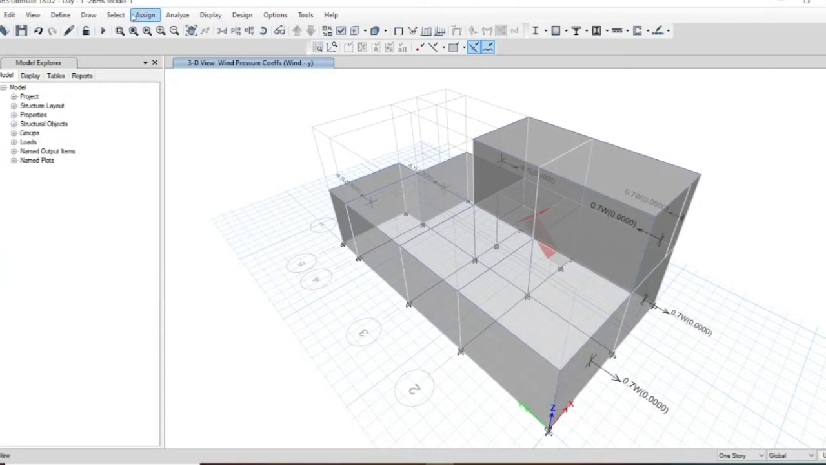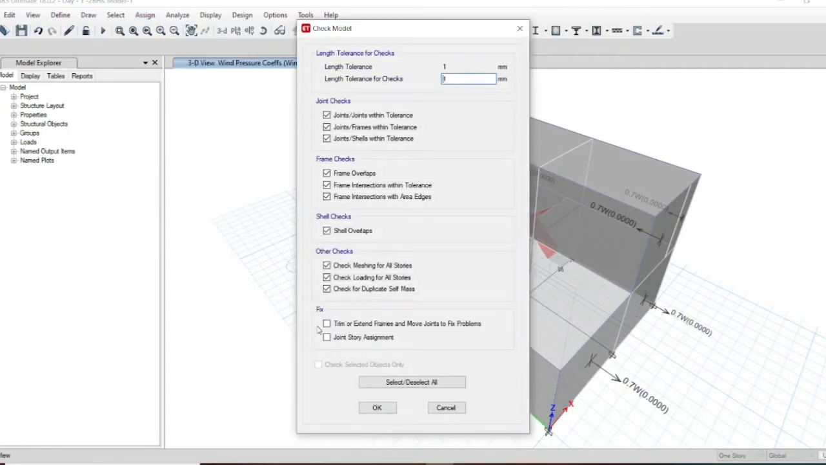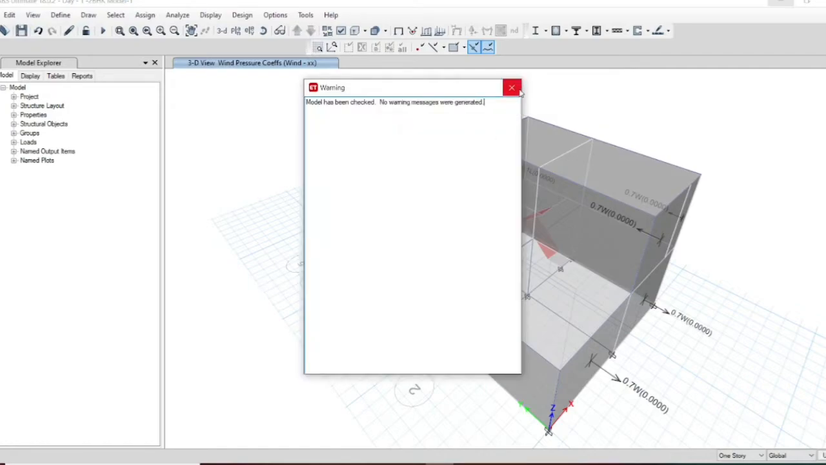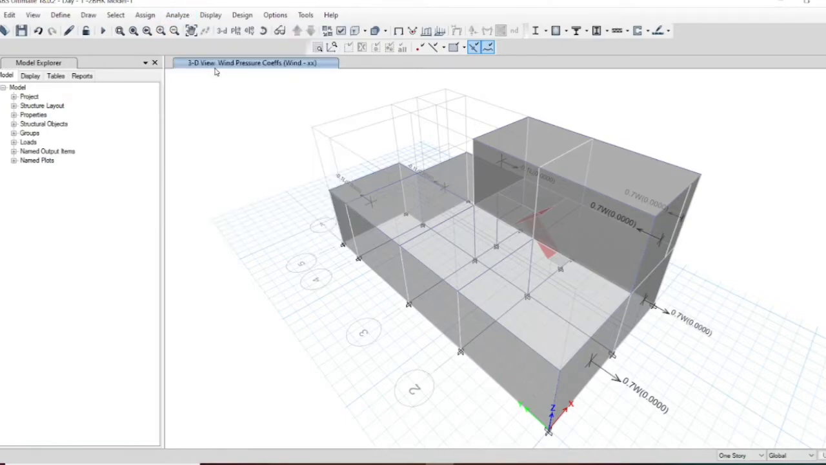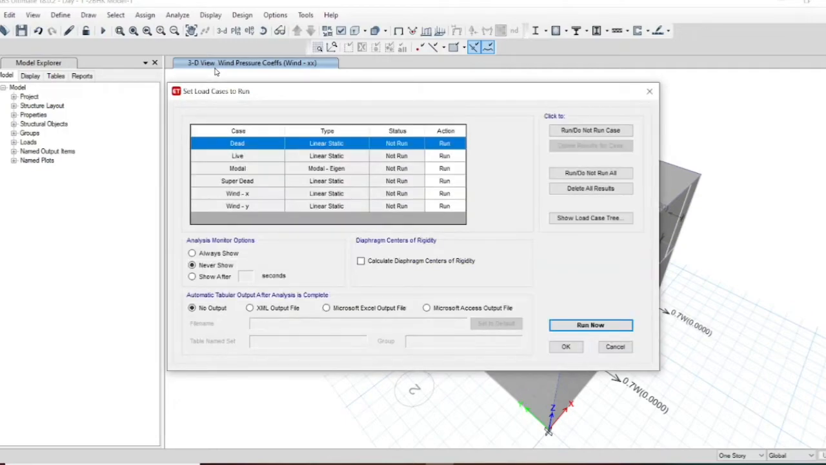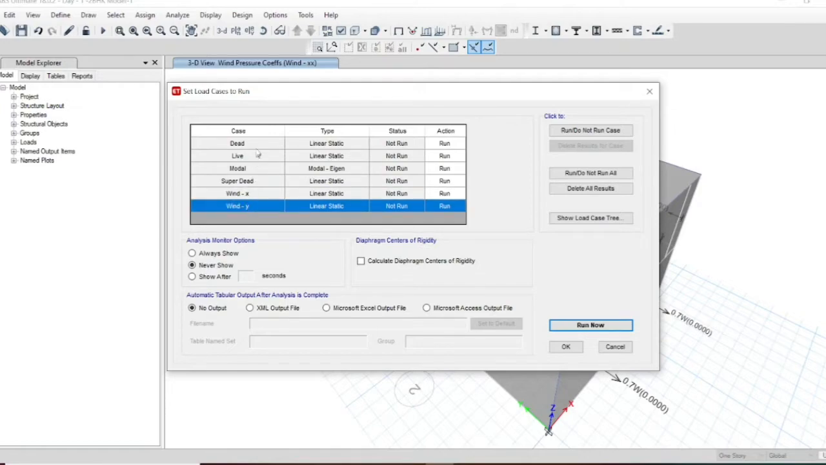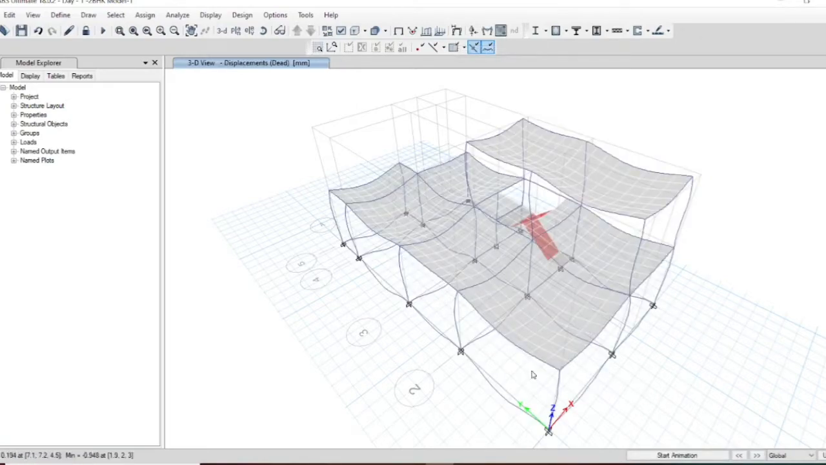Now let us analyze the structure. Analyze, check model. Now our model is okay. Let us do the analysis. Set the load cases. What are the load cases which will be run? We know that wind in X direction and Y direction, dead load, live load, all the load cases are shown. Now let us run the load. Wind load analysis is over.